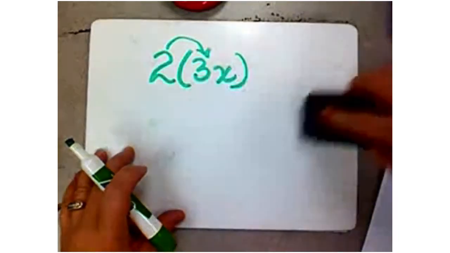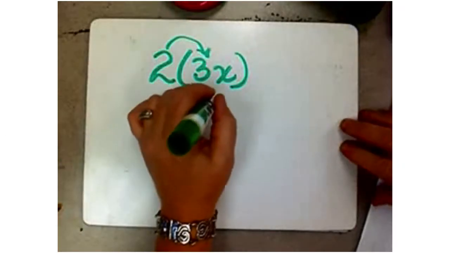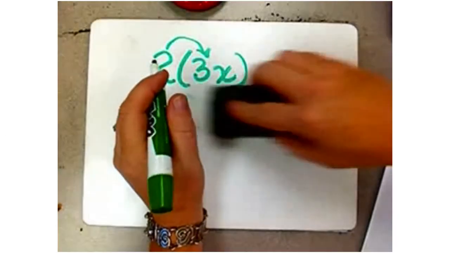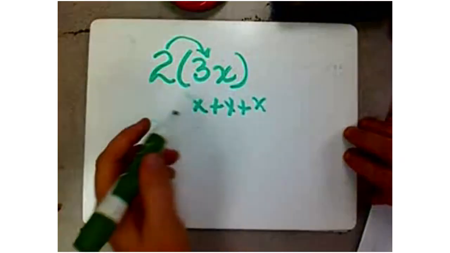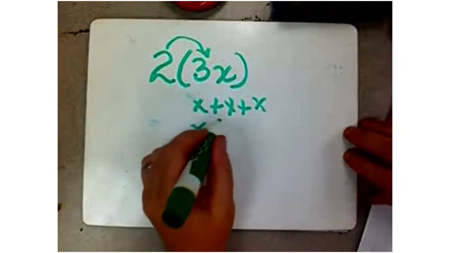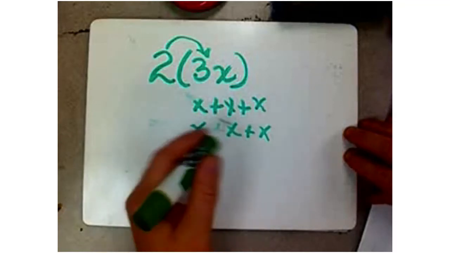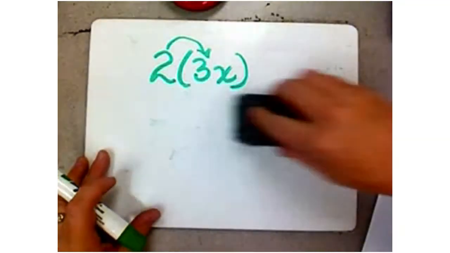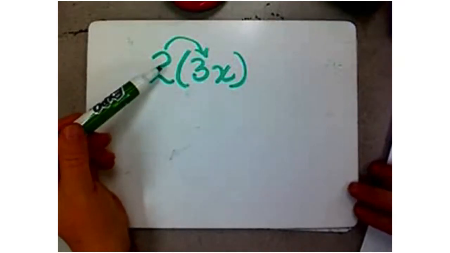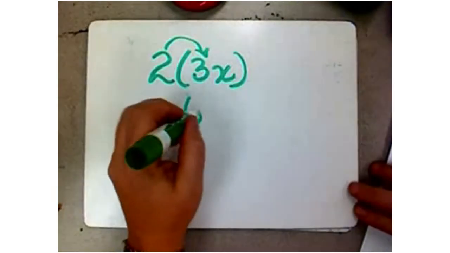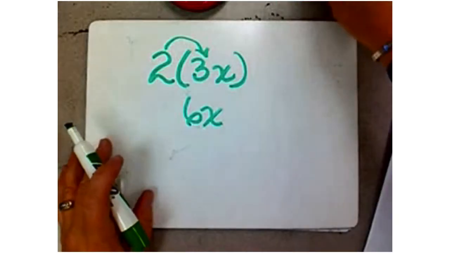Or if we had an x plus an x plus an x, and if we had 2 of those, we'd have another x plus an x plus an x. We'd have a total of 6 x's. So you're just simplifying it by applying the computation. So 2 times 3x is 6x. You'll practice doing a few of those.